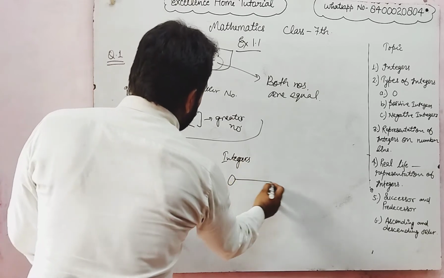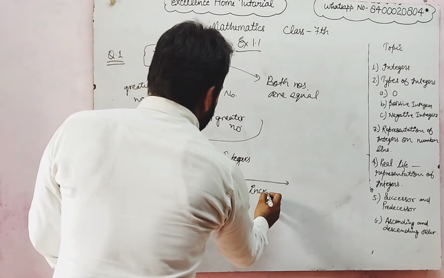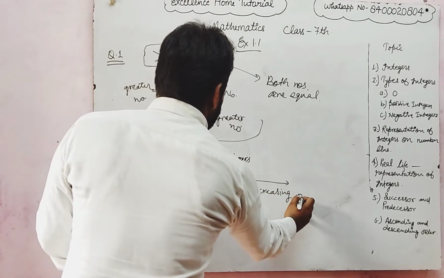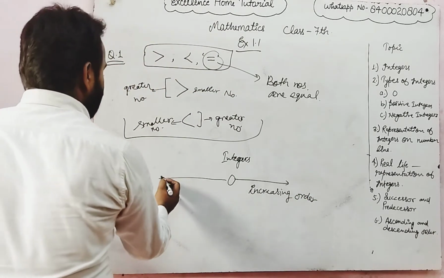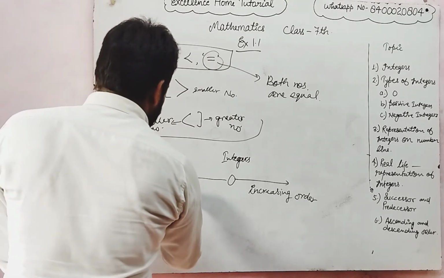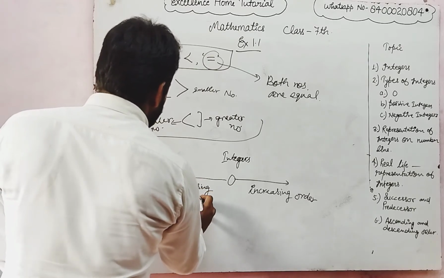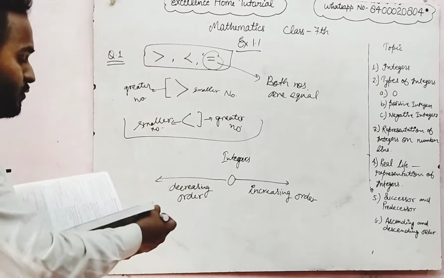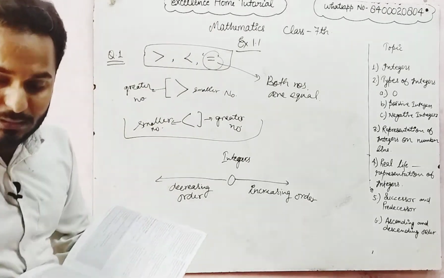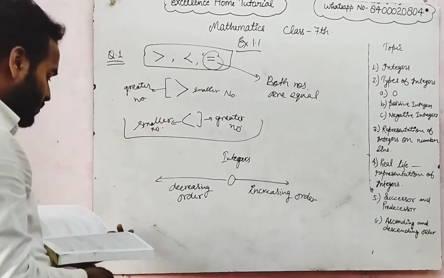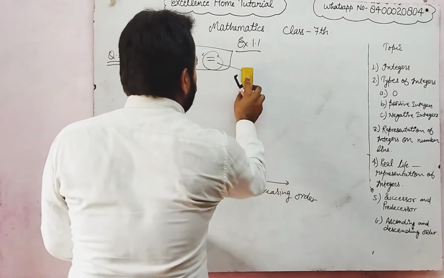Okay, in integers when we go from 0 to the right side, that is positive integers, they are in increasing order in their value, and when we go from 0 to the left side, then they are in decreasing order in their values. So taking in mind this concept, we can understand and put these signs. So let's take an example, that is exercise 1.1.